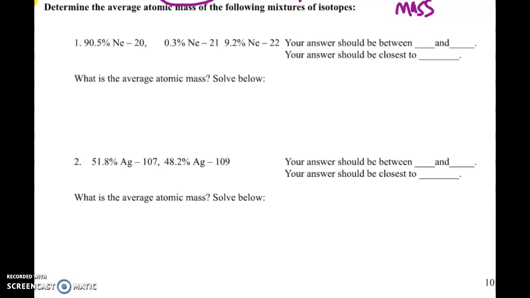Hey ChemStars, let's work through some of these practice problems for average atomic mass. Please take out your calculator. I want you to actually pause the video, and when I put some math problems on the screen, I want you to plug it into your calculator and double check that you're getting the same thing.